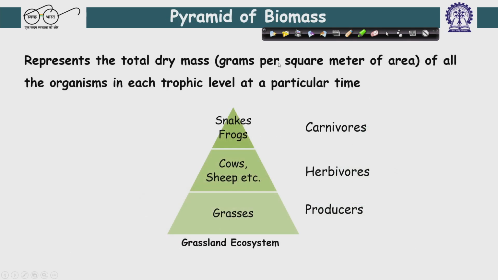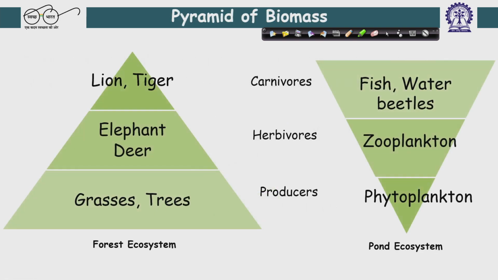So, if you look at the same thing in terms of pyramid of biomass, this is the total dry mass, in grams per square meter of the area, of all the organisms at each trophic level at a particular time. So, you have grasses at the bottom, that is your producers, the cows, sheep, etc., that is your herbivores, then carnivores is the snakes, frogs and all that. So, that is it in terms of pyramid of the biomass.